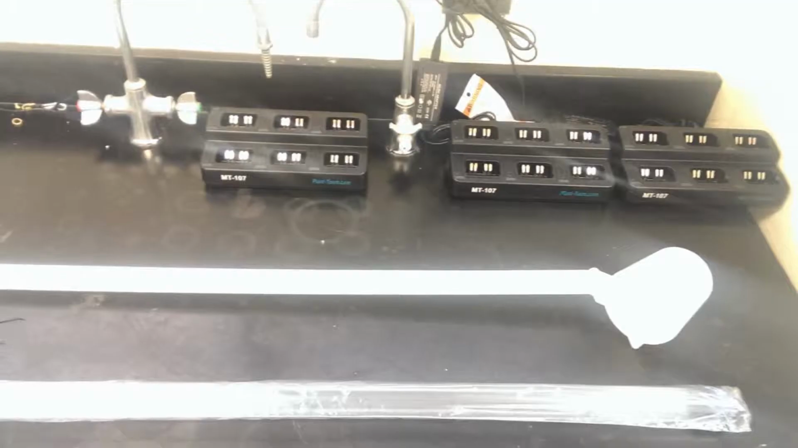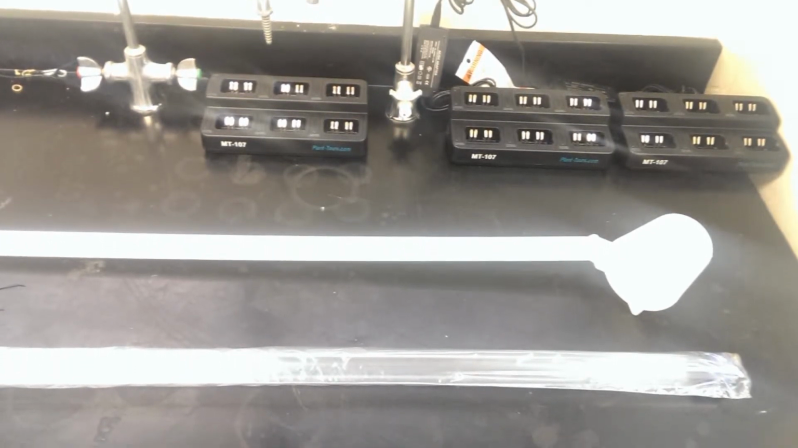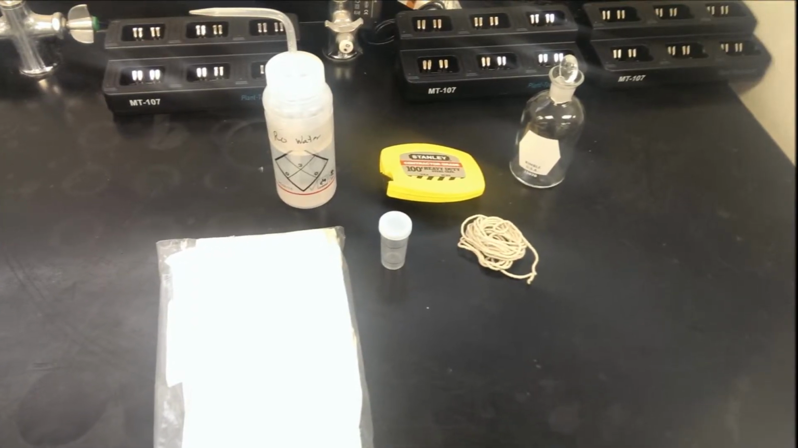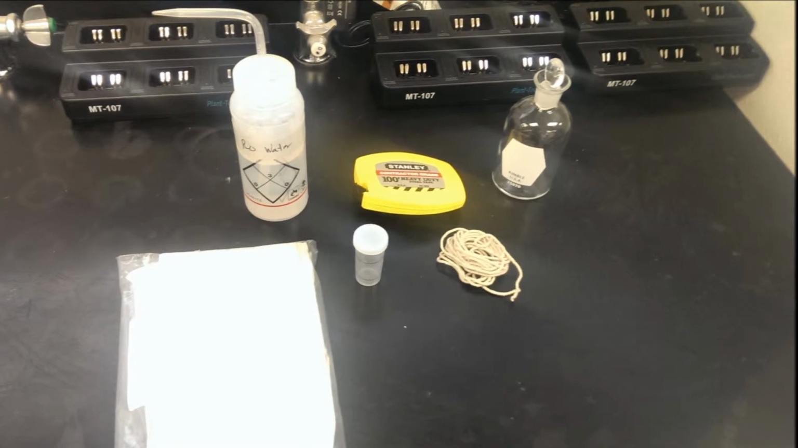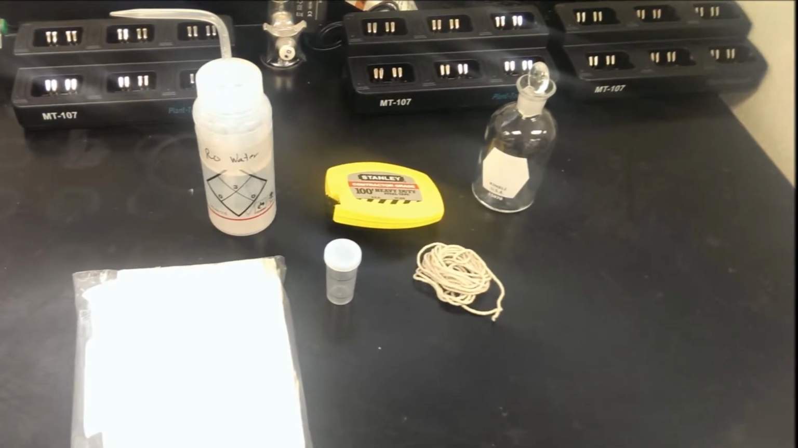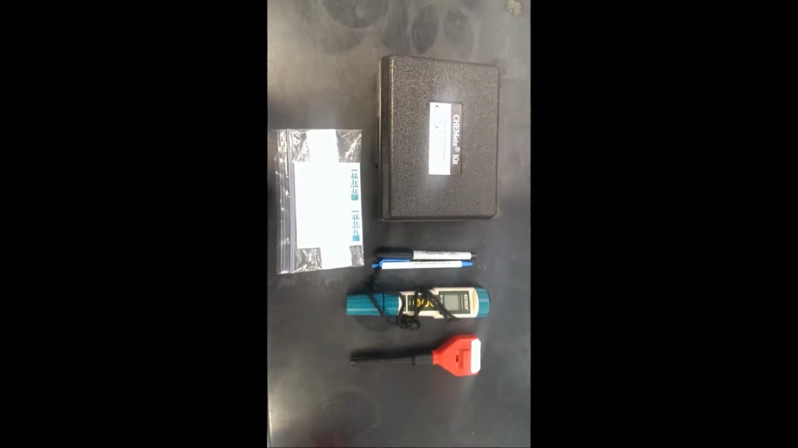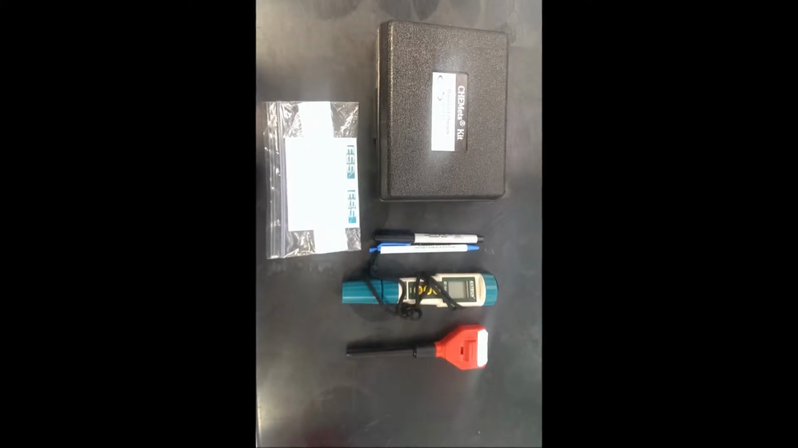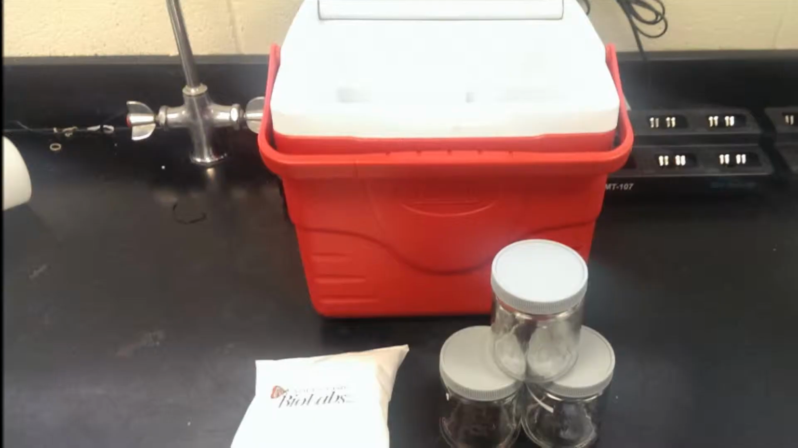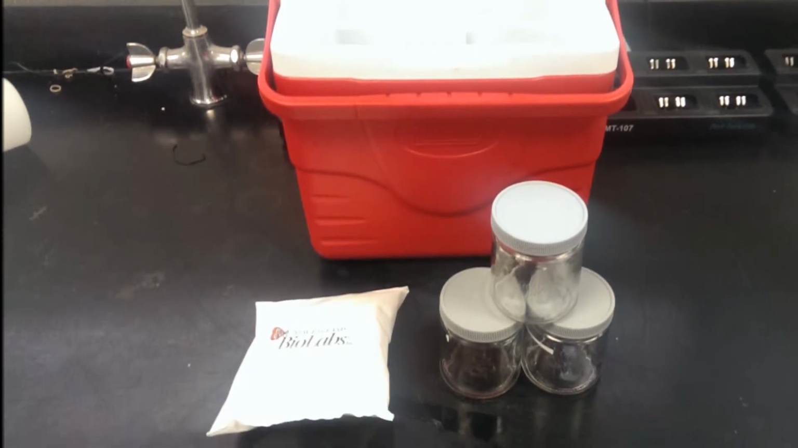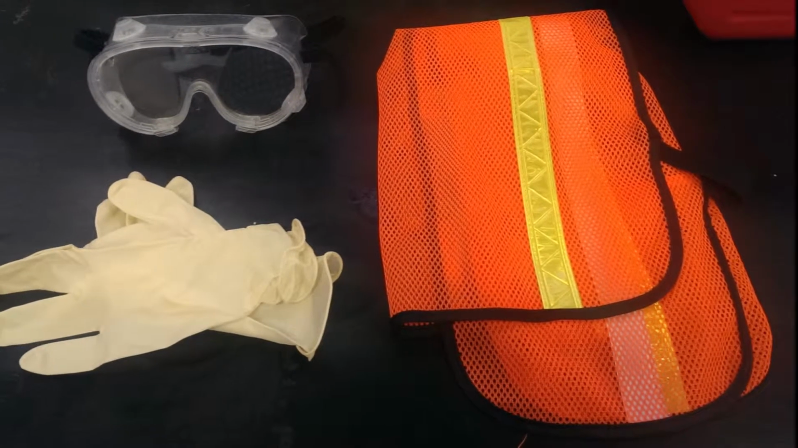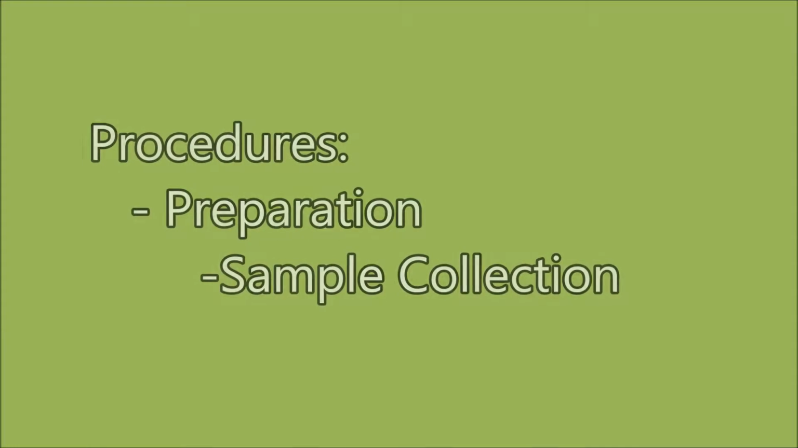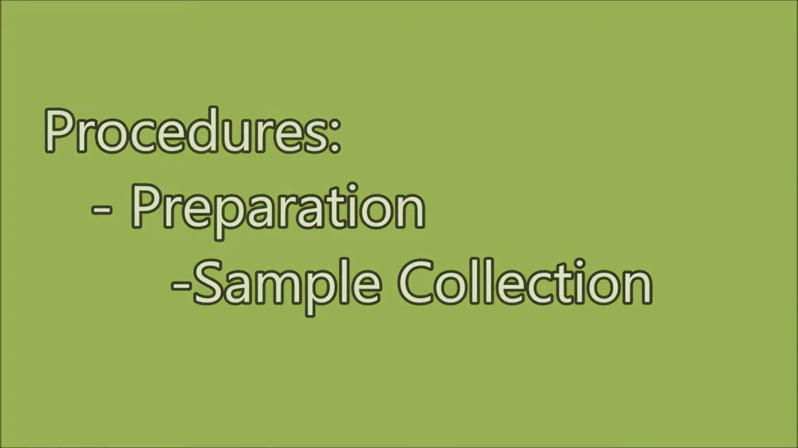Equipment. The following items will be needed in order to collect a surface water sample: a dipper sampler, deionized water, tape measure, sample bottles, twine, paper towels, chain of custody seals, pins, Chem Mets kit, X-Tech probe, pH probe, Chem Met sample vials, ice chest, glass sample containers, ice pack, latex gloves, goggles, safety vest, and the chain of custody record. Procedures: preparation, sample collection.